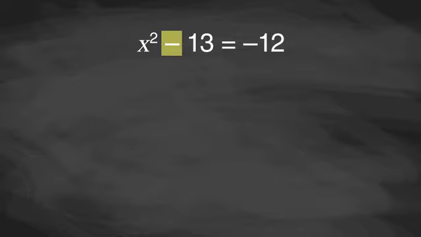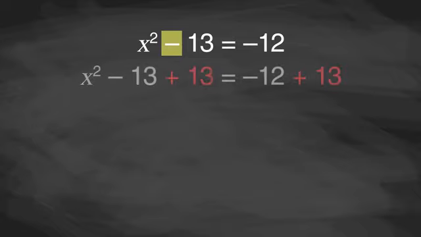Let's solve the quadratic equation x squared minus 13 equals negative 12. Because we subtracted 13 in the equation, we'll add 13 to each side of the equation to isolate the variable. When we simplify, the new equation becomes x squared equals 1.